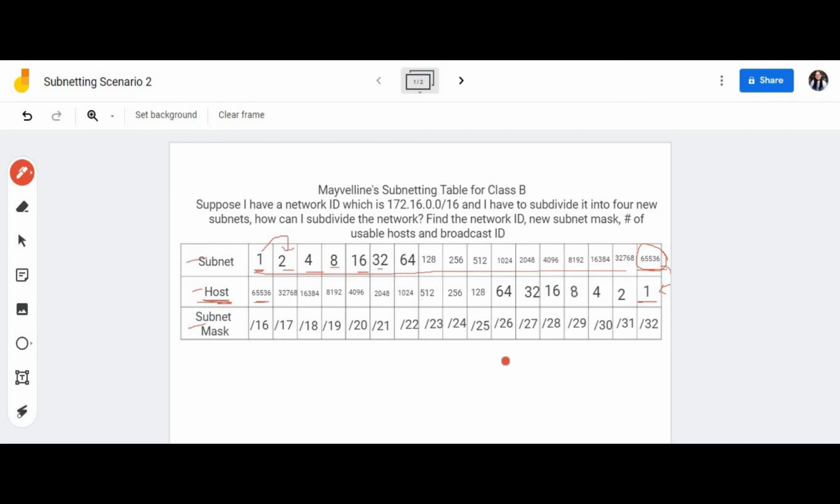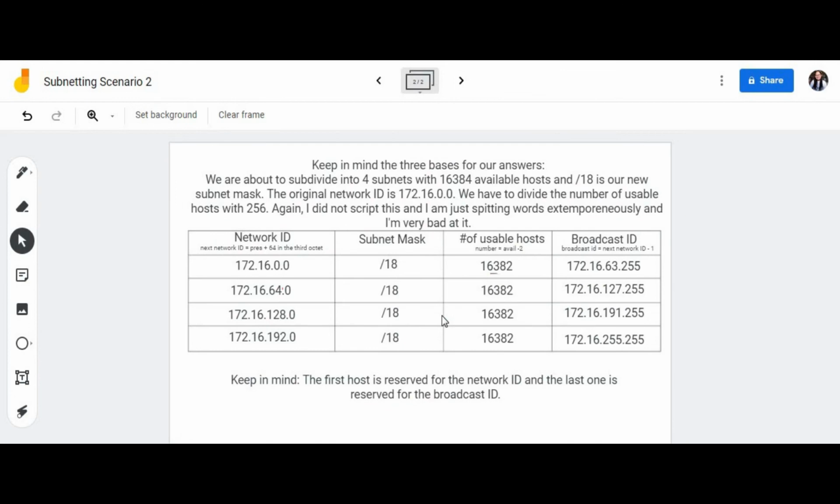And now for the subnet mask, because we are dealing here with /16, of course, we have to start at a subnet mask of /16, until we reach the end where the subnet is 65,536 and the host that corresponds to it is 1. So basically, this table for class B is just the same as for class C. The main difference is that we're dealing here with class B, and we can see that difference in the other table.